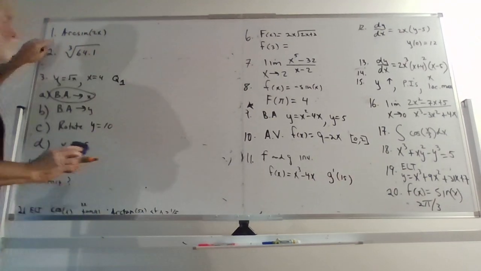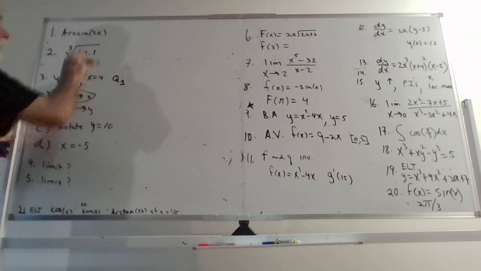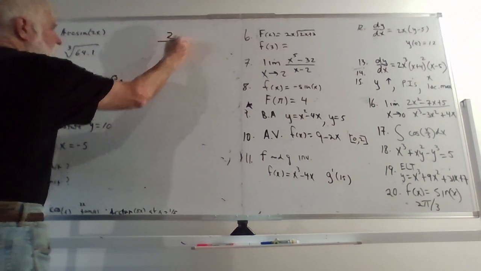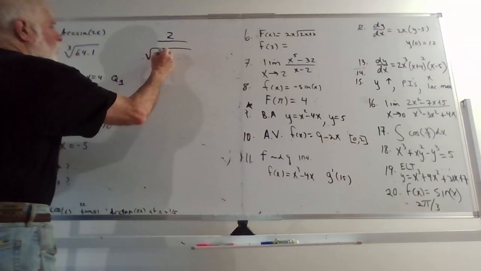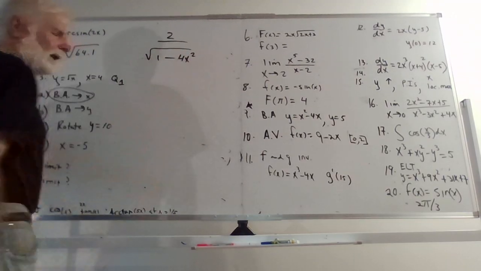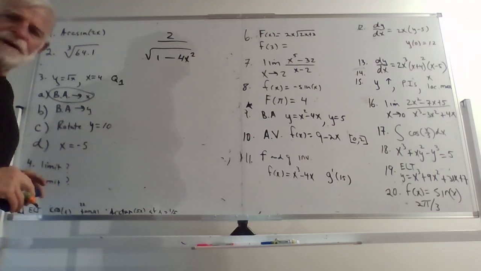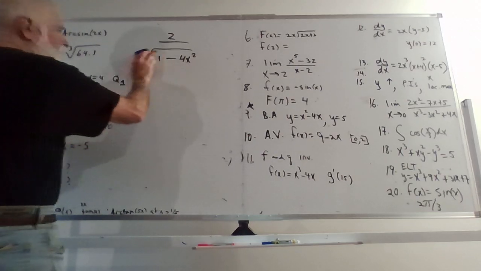All right, arc sine of 2x. What's the derivative of arc sine of 2x? Derivative of what's inside over the square root of 1 minus what's inside gets squared. I don't think I have to write all this out. I'll just talk you through it, and that's practice for that today.